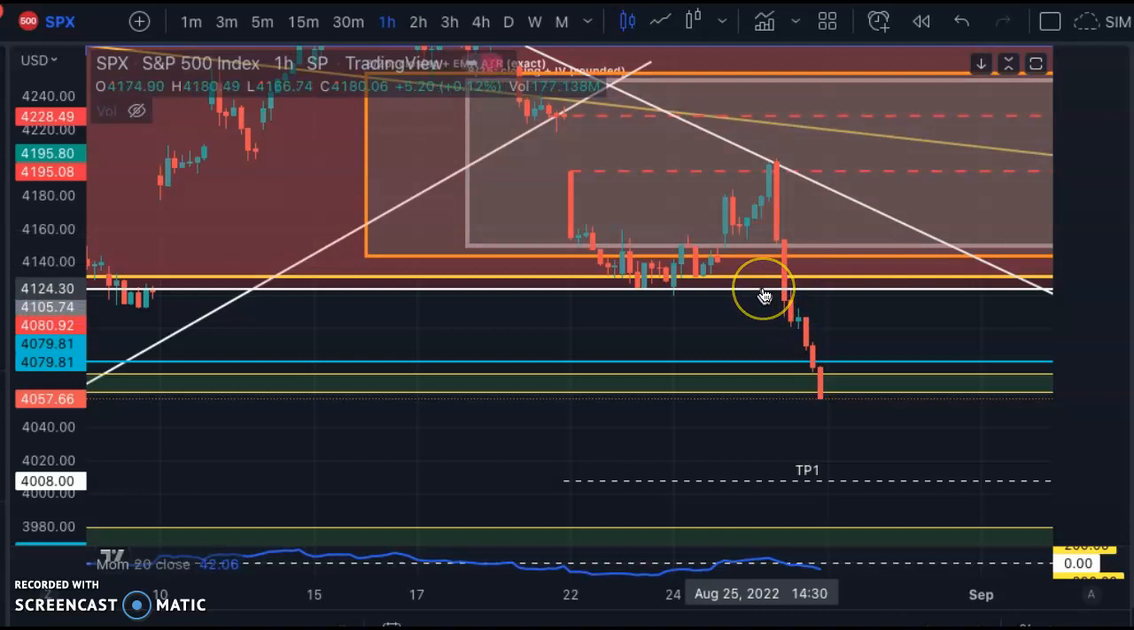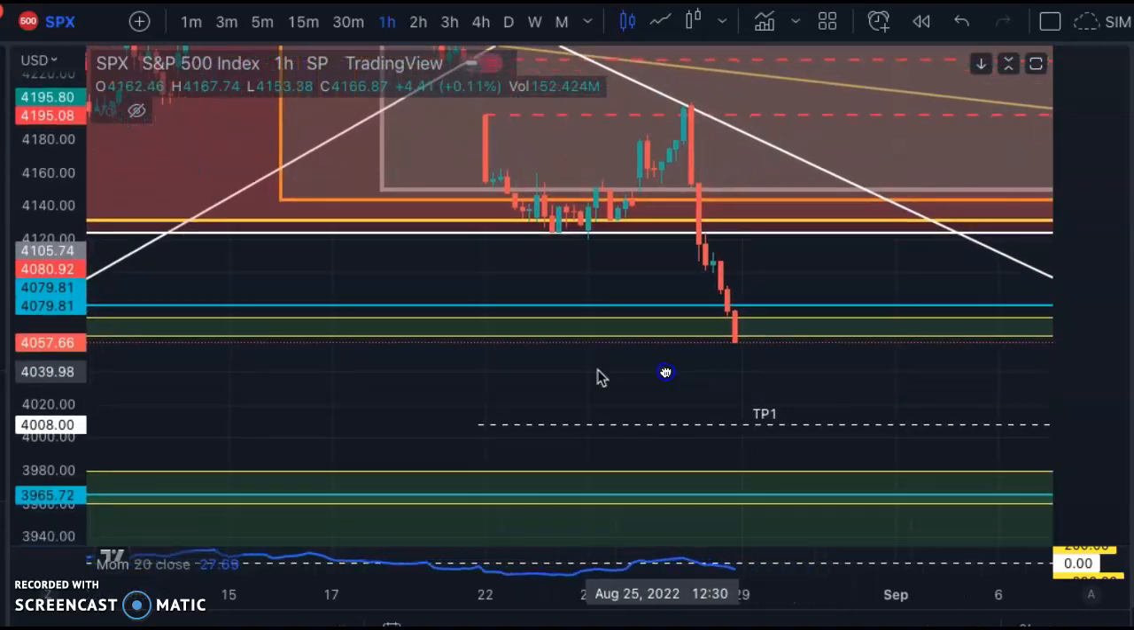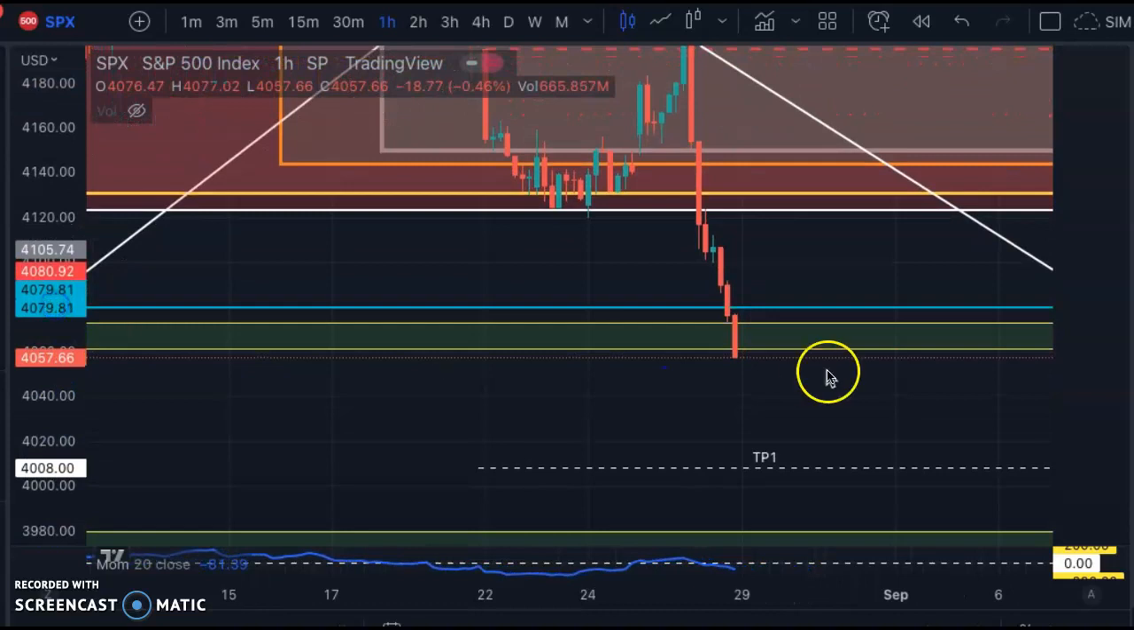Now we have this support being broken. Now it acts as resistance. So as price tries to turn back around, it's rejected and keeps going down. So again, what am I doing on Monday or this week? This zone has closed. So I'm looking for price to come back here and potentially retest this zone right here. More than likely, up here will be better.